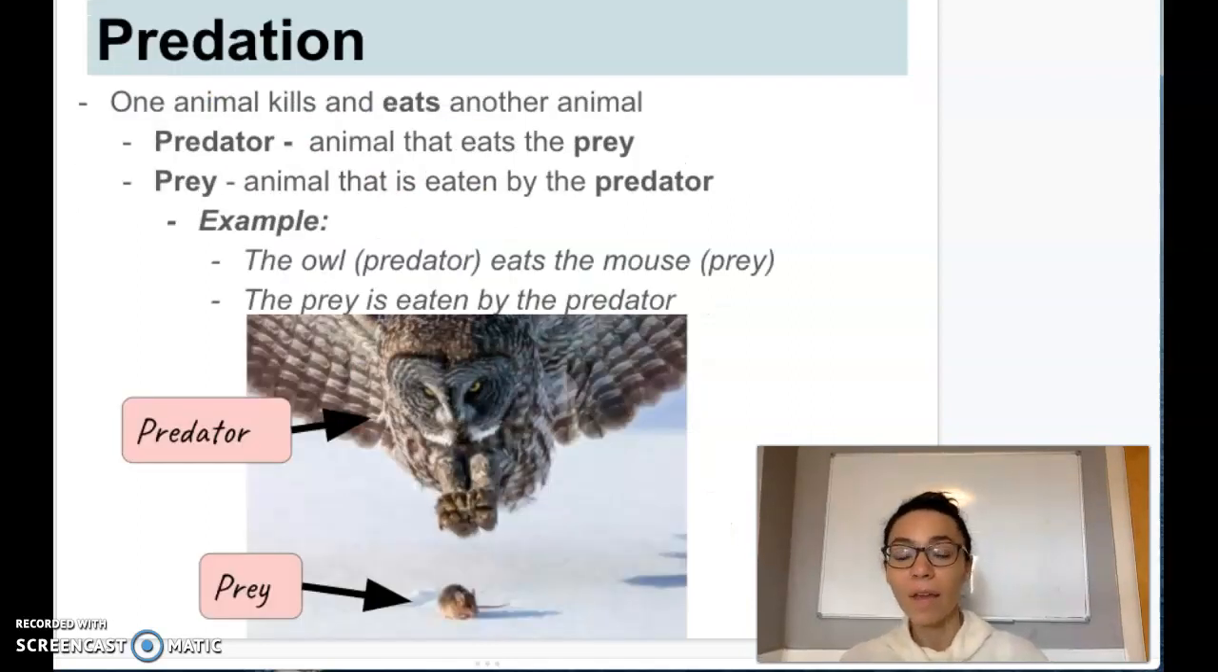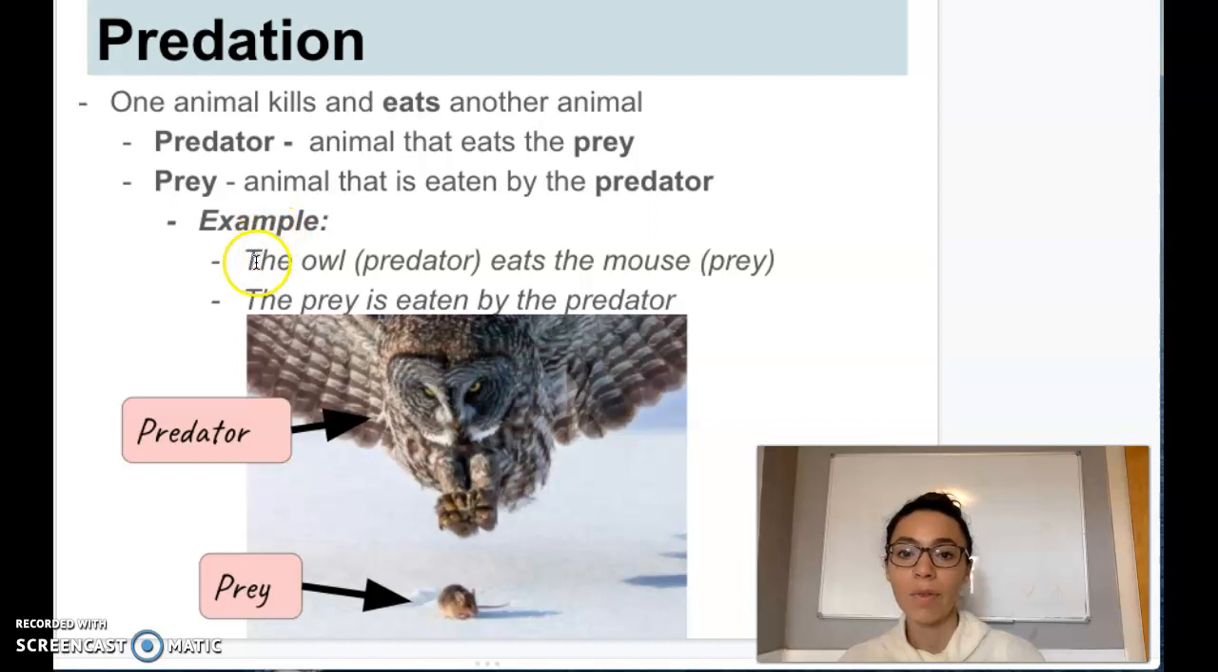So one way that organisms can interact in a community is predation. Predation is when one animal kills and eats another animal. The predator is the animal that eats the prey, right? So for example, the owl is the predator. The prey is the animal that is eaten by the predator. So in this case, the mouse.